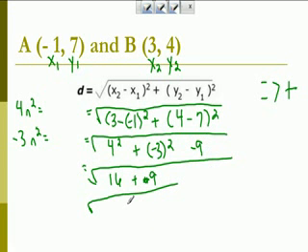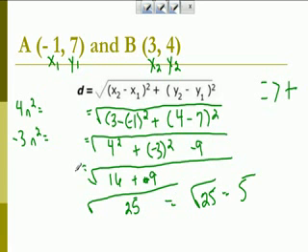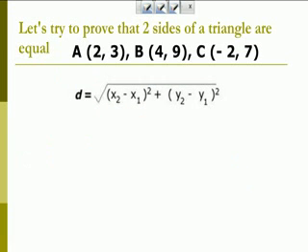So 16 plus 9 is 25. And in the last problem, we just found out that the square root of 25 equals 5. But you would do second x squared 25 equals. Hopefully this is getting easier.